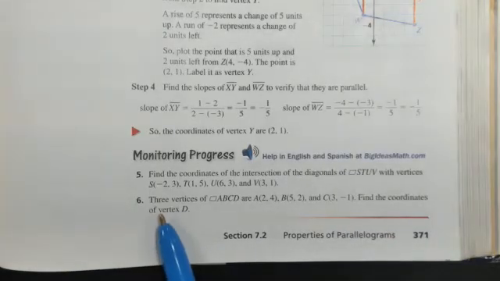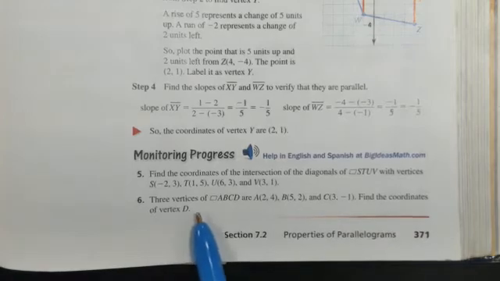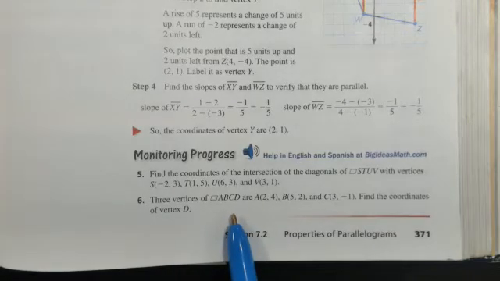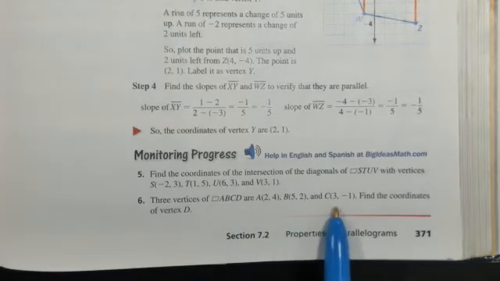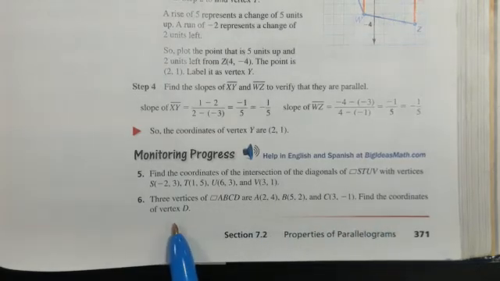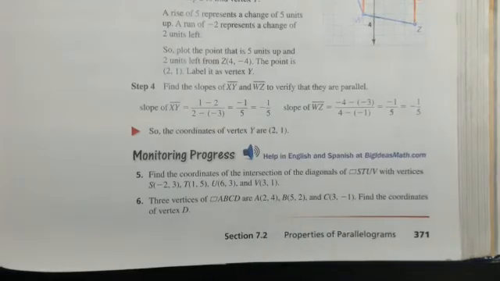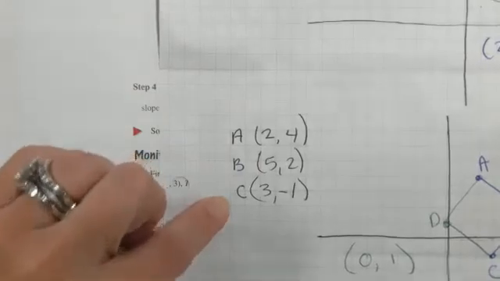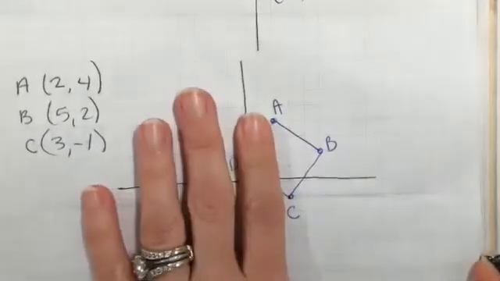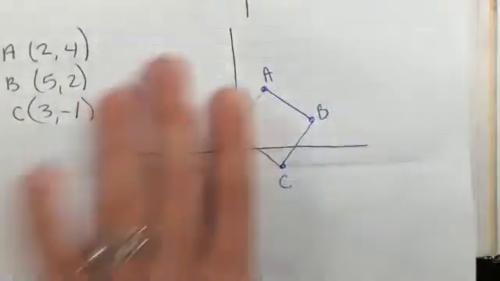Okay, let's look at number 6. Number 6 says 3 vertices of parallelogram ABCD are given. Find the coordinates of vertex D. So the first thing you're going to do is plot these 3. Okay, so looking here, I have these 3 written down, and I plotted them in blue. Okay, here's A, B, C, D.